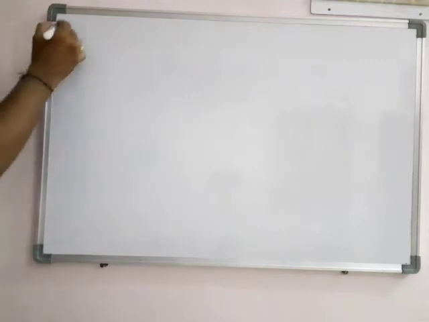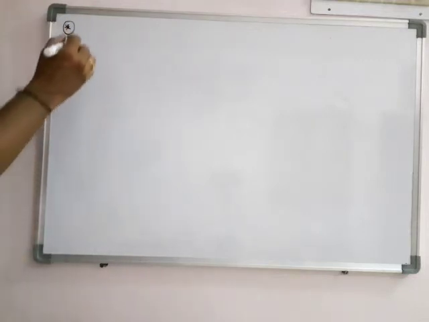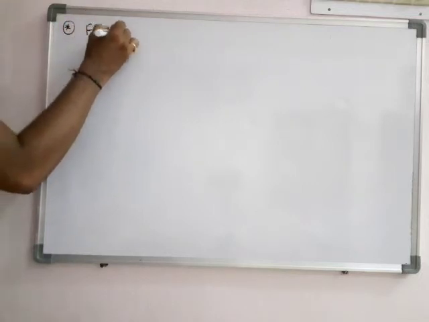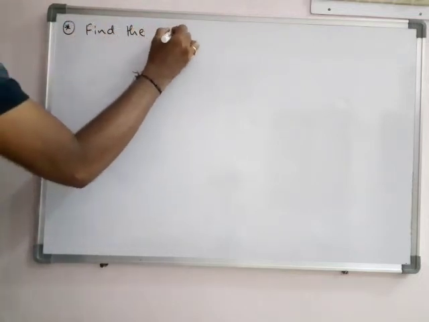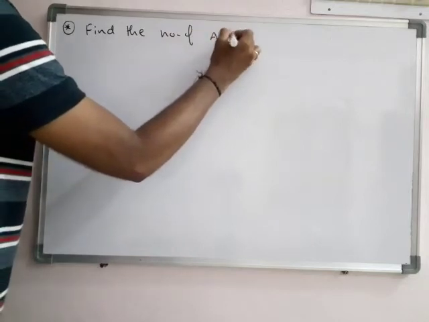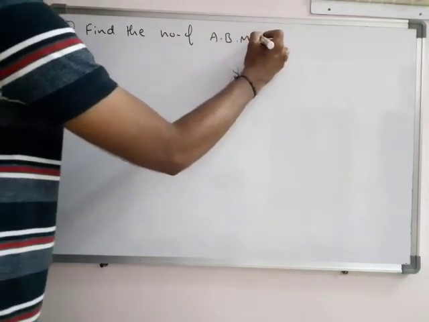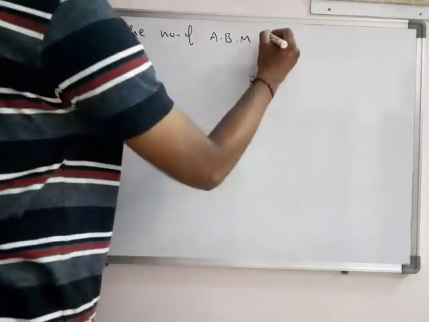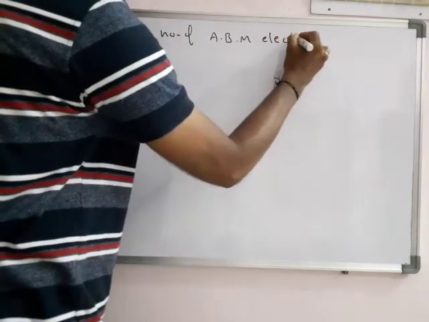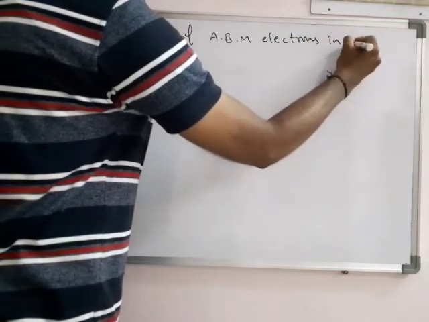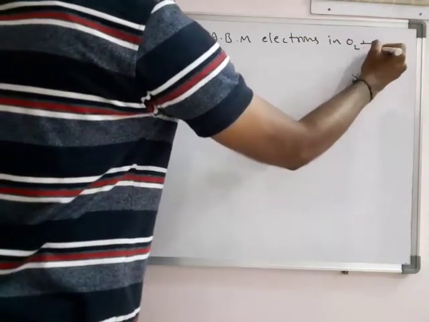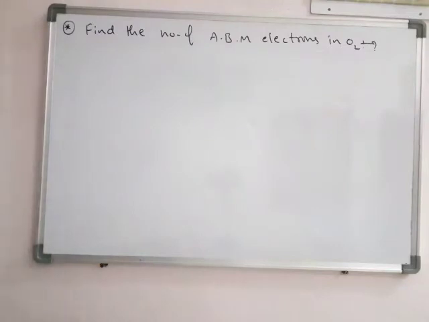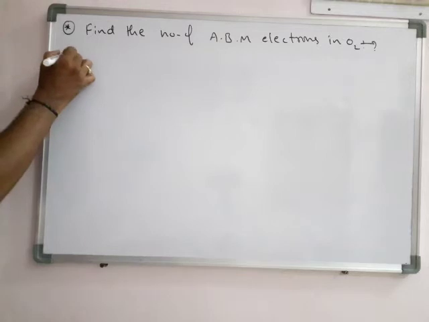See the next question. Find the number of antibonding molecular electrons in O2. It is a number, so we can find it directly and solve this.